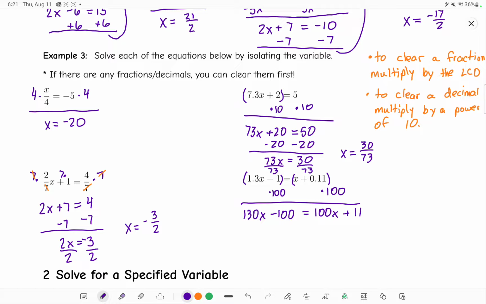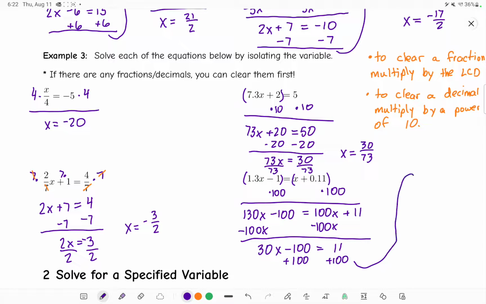11. Now I do have x on both sides of the equation, so I do want to cancel out the smaller one, which is 100x. So I'm going to subtract 100x from both sides. We get 30x minus 100 equals 11. Add 100 to both sides. We get 30x equals 111. And divide by 30, divide by 30. X equals 111 over 30. And there's your answer.